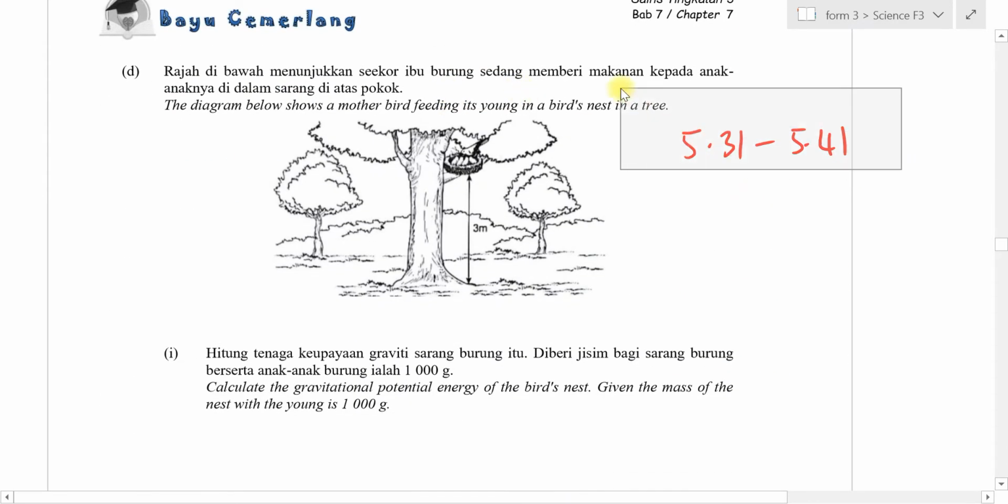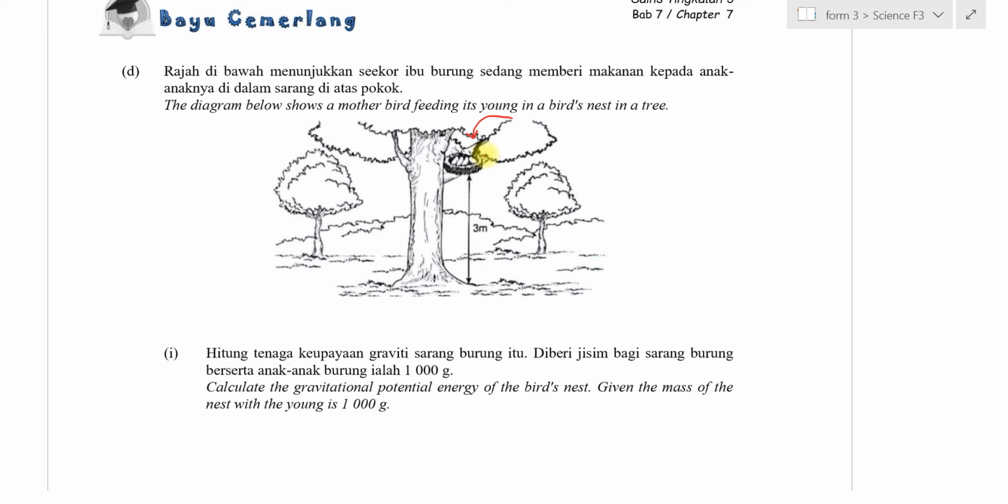Question D. It doesn't end there. The diagram below shows a mother bird feeding its young. Okay, we can see the mother actually. Give a good observation. You can see the mother with the four little birds in a nest of a tree. Calculate the gravitational potential energy of the bird nest. Given the mass of the nest with the young is 1000 kg.